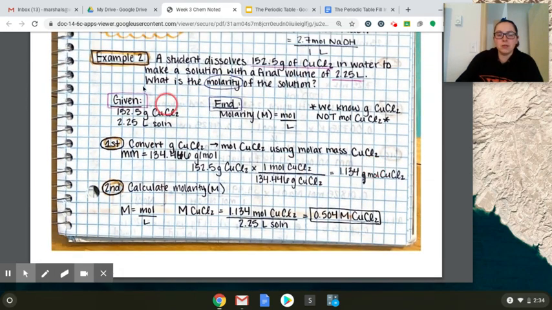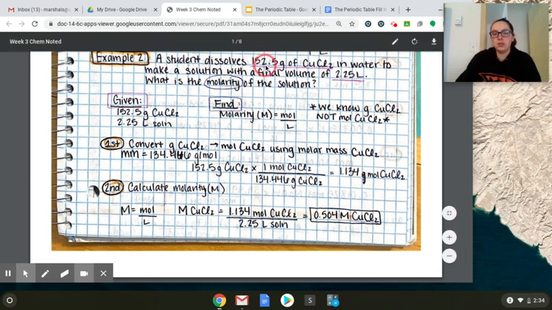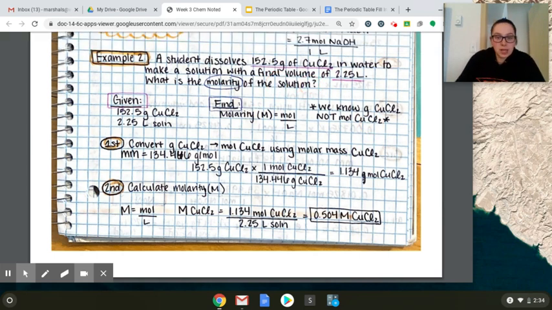Okay, example number 2. A student dissolves 152.5 grams of copper 2 chloride in water to make a solution with a final volume of 2.25 liters. What is the molarity of the solution? So just like we did in the last problem, I'm going to write down the things that I was given and the thing that I'm trying to look for. I was given 152.5 grams of copper 2 chloride. I was also given 2.25 liters of solution. I want to find molarity.